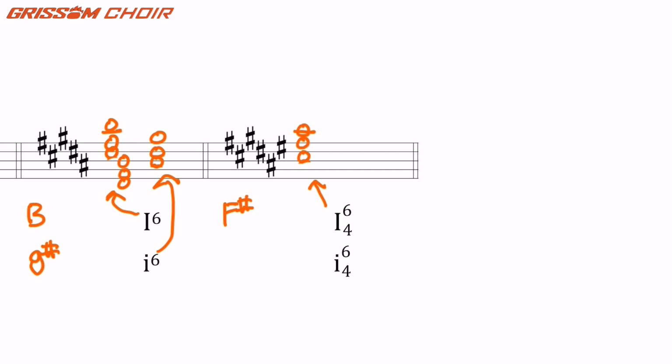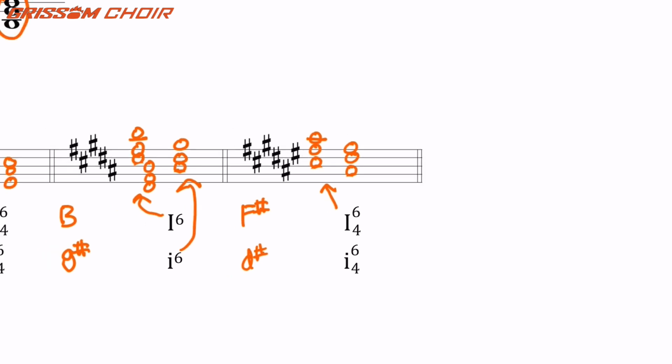The relative minor of F sharp major is D sharp minor. So that means that the tonic, the root of that is D sharp, F sharp, and A sharp. We're looking for the second inversion, so that means that the top note of the chord, the A sharp, would be on the bottom. So we can go ahead and erase those bottom two notes, take them up the octave, so that would be D sharp and F sharp up top.